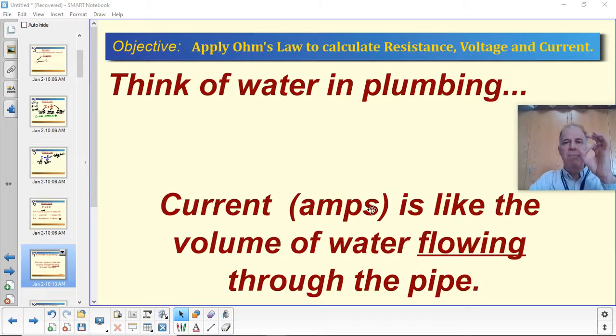Or you could have a little skinny pipe with the water going through it really, really fast. You still have the same gallons per minute. So current is like the volume of water flowing through the pipe in gallons per minute.